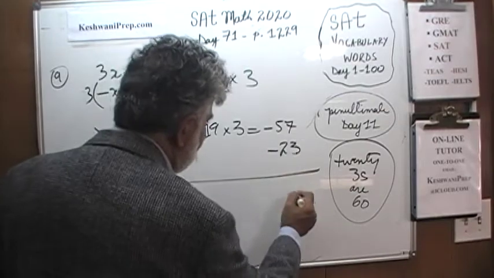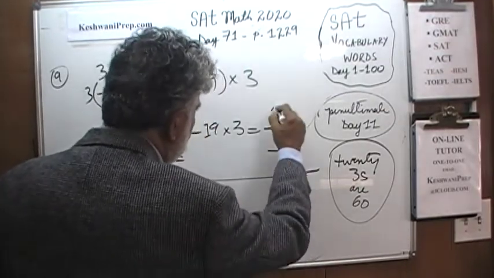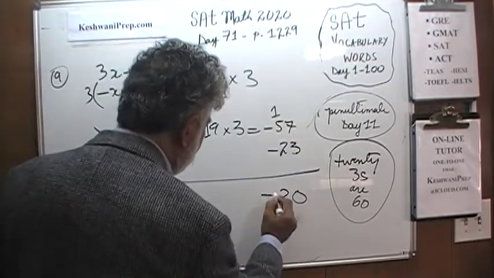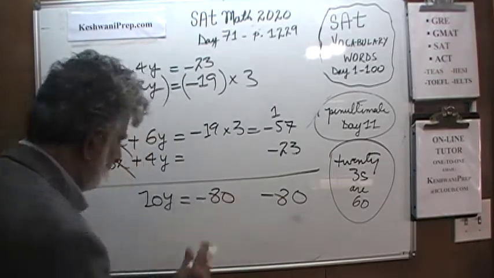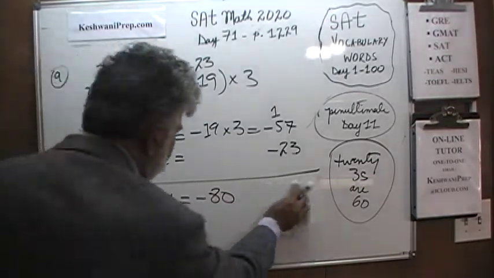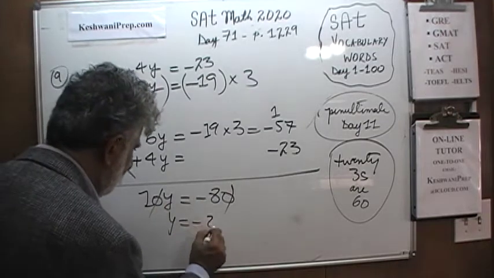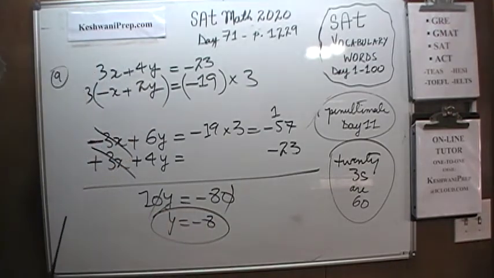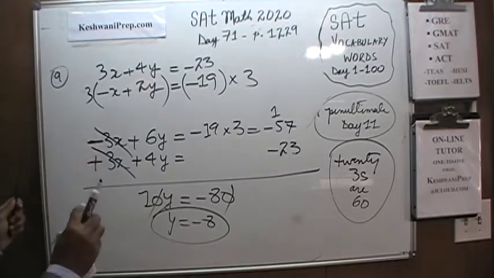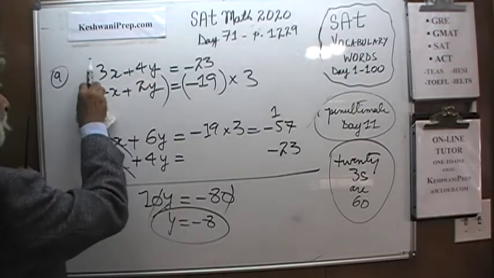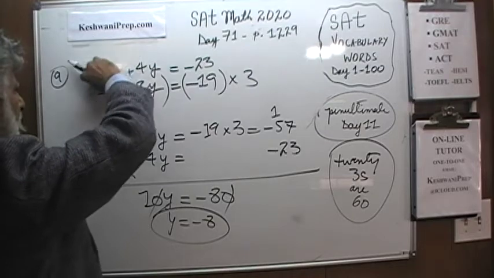So 7 plus 3 is 10, carry 1, 7 and 8. There you go, negative 80. Well, that's very easy. Let's put it here. Negative 80. We're done. Divide both sides by 10, and y is equal to negative 8. Now we also have to find the value of x, which we can do up here. We're going to use this equation right here. That equation has a lot of math. We're not going to use that equation.